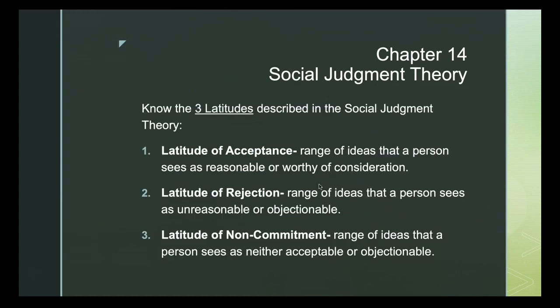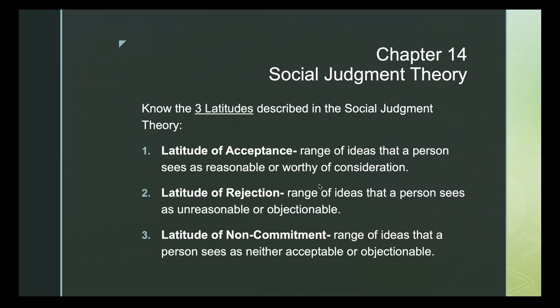So there's three ways that we do this. And this is something you'll need to know for the test, the three latitudes described in the social judgment theory. These should be pretty self-explanatory. After going through them, there's a little bit more detail you can get with them. But basically, we have three latitudes. The first one is the latitude of acceptance. These are the range of ideas that a person sees as reasonable or worthy of consideration, something you might agree with, or things that you generally accept without having to think too much about it.